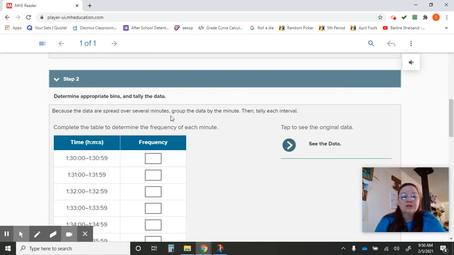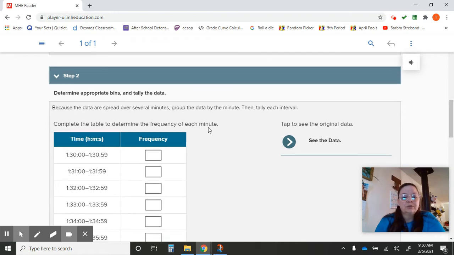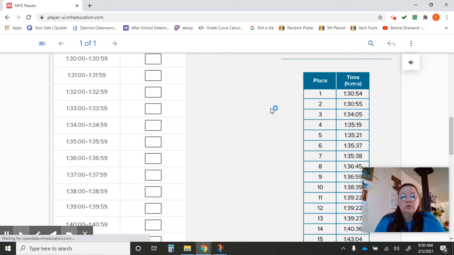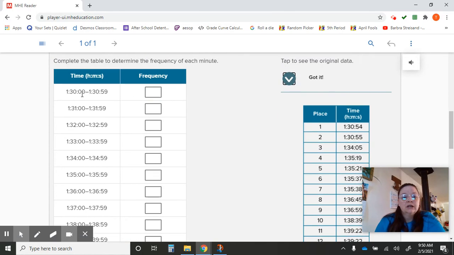Because the data are spread over several minutes, group the data by minute. Then tally each interval. Complete the table to determine the frequency of each minute. So we're going to look over here and we want to find the ones that land between 130 and 130.59. Because these are in order, it makes it a little bit easier for us to see that. We have two that land in there.